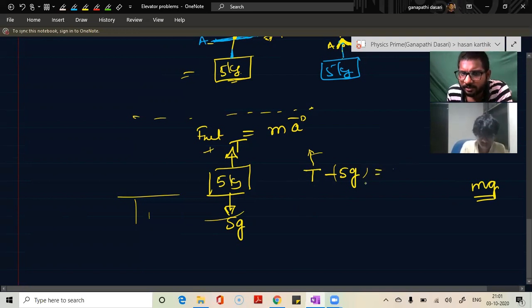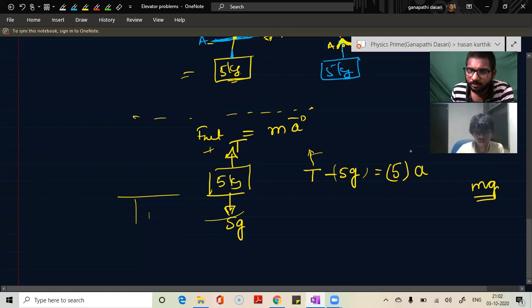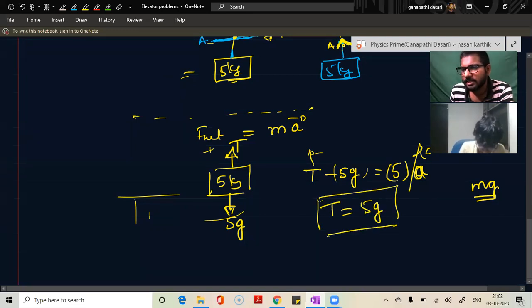Are there any other forces? No. Then mass is what? 5 into acceleration a, isn't it? If the block is going upwards, we'll take it as positive. If the block is going downwards, we'll take it as negative in this situation. So now, is there any acceleration for this block? No, it is at rest. Then the tension will be 5g. You got the answer?